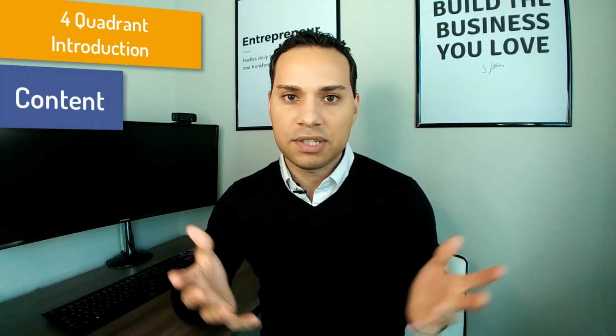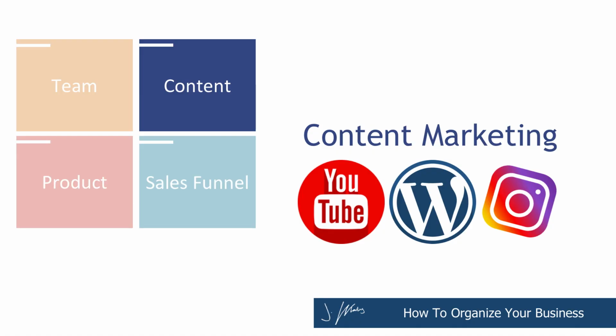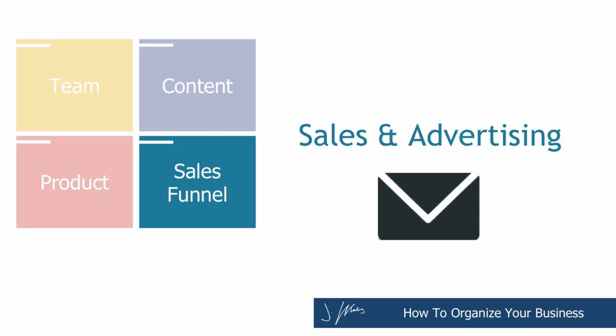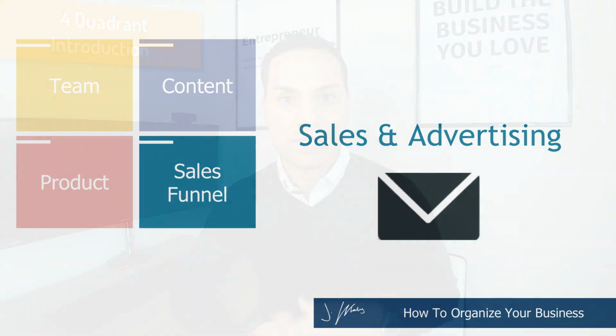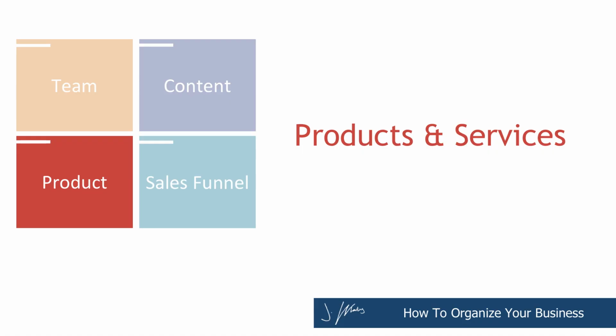Next, you have content, and content is pretty much just everything that's involved with your content marketing. Whether you're doing YouTube, Instagram, a blog, or maybe just email sequences, whatever deals with your content or social strategy, that's what content is for. Next, we have sales. This is just your sales and advertising, all your sales funnels, your landing pages, your sales pages, your webinars, your Facebook and YouTube ads, and finally we have product, which is your products and services.